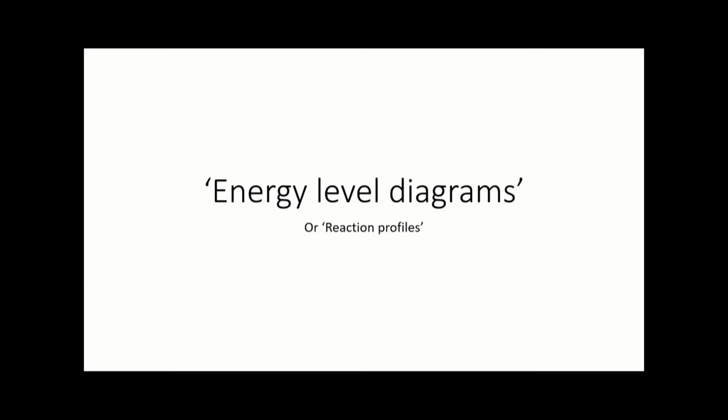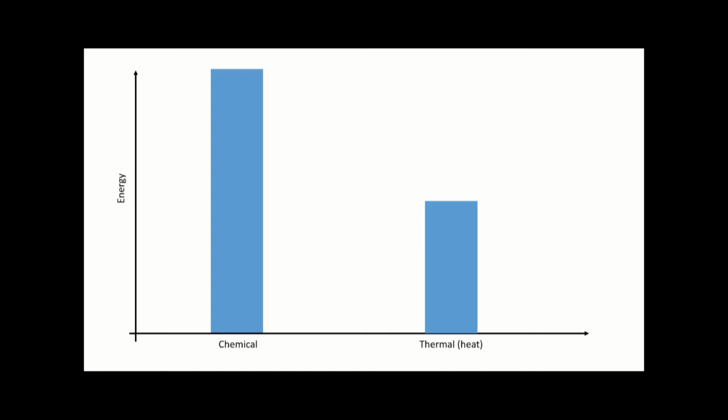One of the ways that we can display what's happening in a reaction in terms of energy is by drawing a reaction profile or energy level diagram, as they're sometimes called. These are simple diagrams which just show the change in energy. So to start off, I'm just going to show a bar chart of chemical and thermal energy in a system, any system that's happening with a chemical reaction.